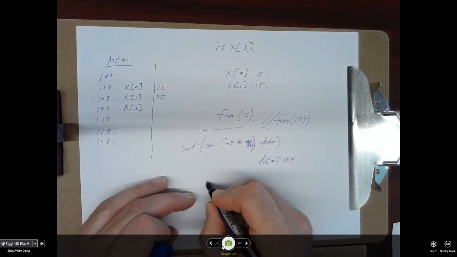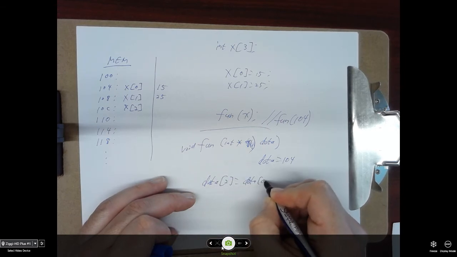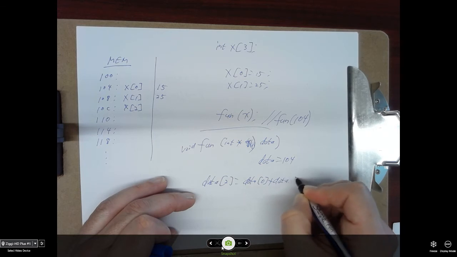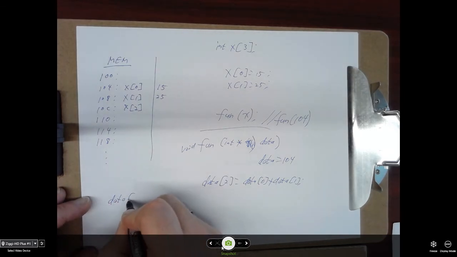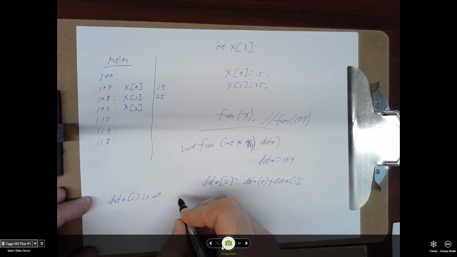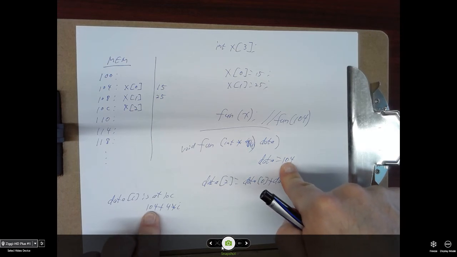And if I say something like data 2 equals data 0 plus data 1, how do we find the ith element in data? We had this formula on Monday. It's 104 plus 4 times I. Where does it get that 104? It gets it from the value that was passed in.